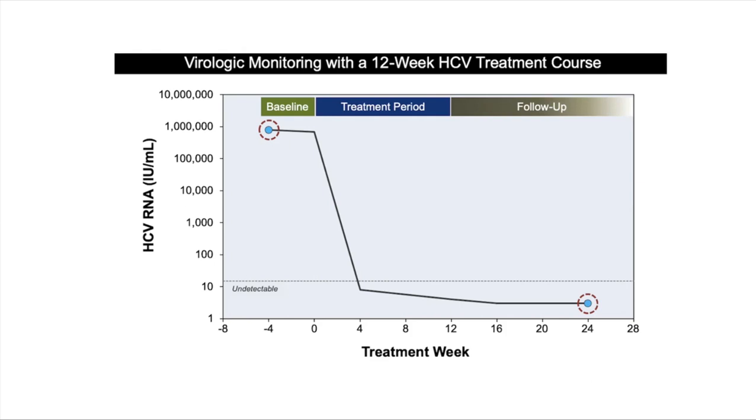So to determine whether you've been successful, you're going to have a patient who has a baseline detectable viral load. You're going to treat them, and then 12 weeks after treatment, you're going to check their viral load again. And if it is undetectable, the treatment worked. If it is not, they may have gotten reinfected. They may have had a treatment failure.